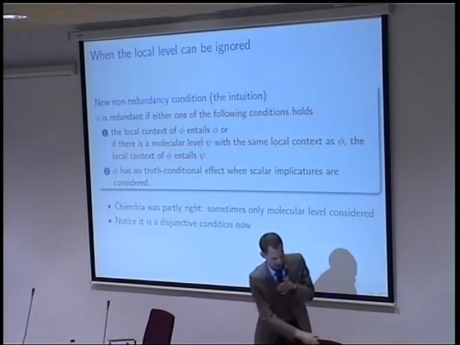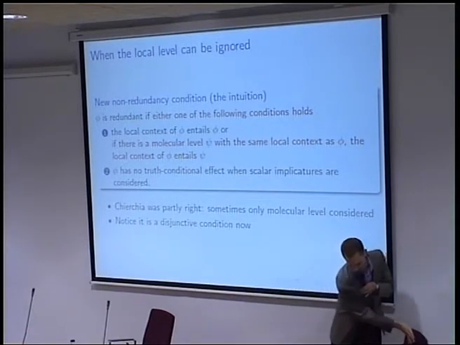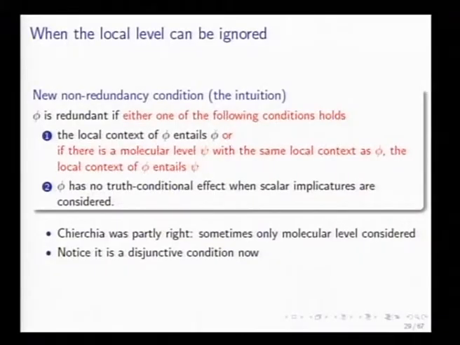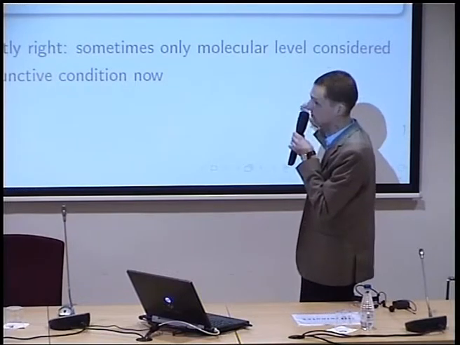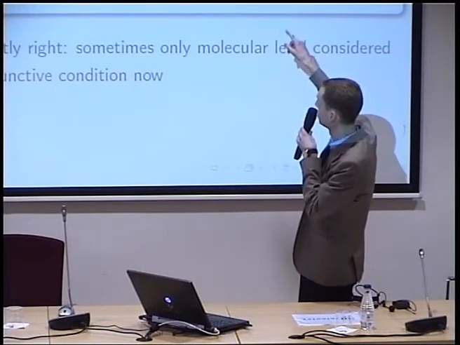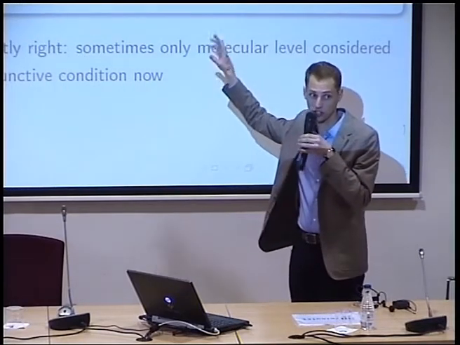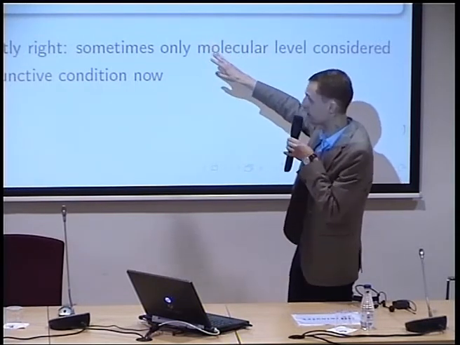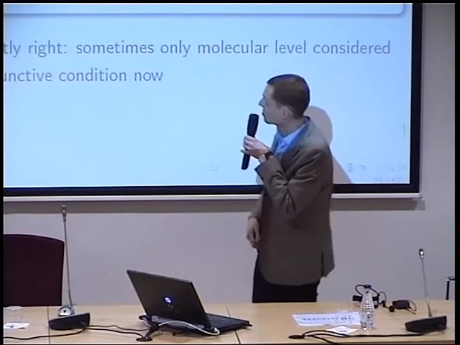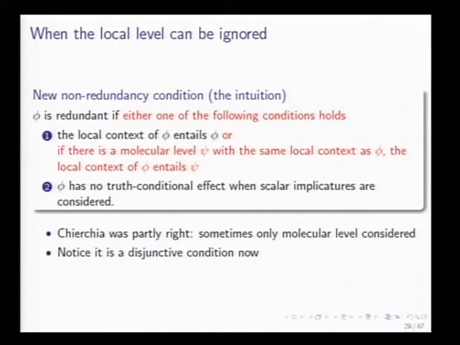Okay, so here is our first modification of the non-redundancy condition, and we do it again by giving you the intuition first and then a more precise version. We now say that material phi is redundant if either one of the following two conditions holds. So you notice that now we go to a disjunctive formulation, and number two stays the same as before. What changes is one. Phi is redundant if the local context of phi entails phi, or if there is a molecular level, psi, which has the same local context as phi, and the local context of phi entails psi.